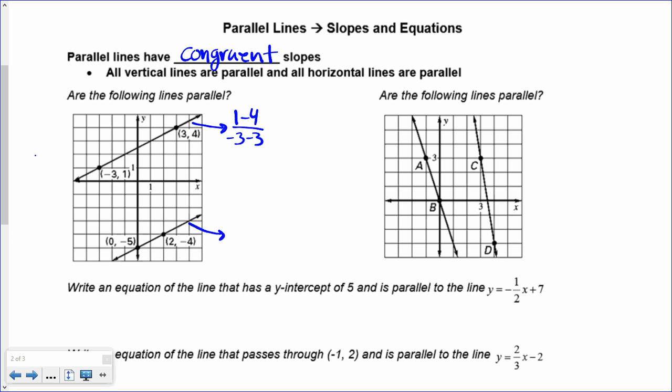x1 minus x2. The y's go on the top, the x's go on the bottom, and you just subtract them. So this is showing work. Now we're going to simplify it. So what is 1 minus 4? And what is negative 3 minus 3?